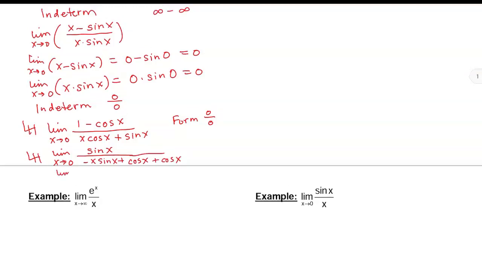So this is the limit as x approaches 0 of sine x over negative x sine x plus 2 cosine x. In this case, we're going to get 0 in the numerator when we evaluate the limit, and then in the bottom we're going to get 0 plus 2 times 1. So we're actually getting 0 this time. The answer for the limit is 0.